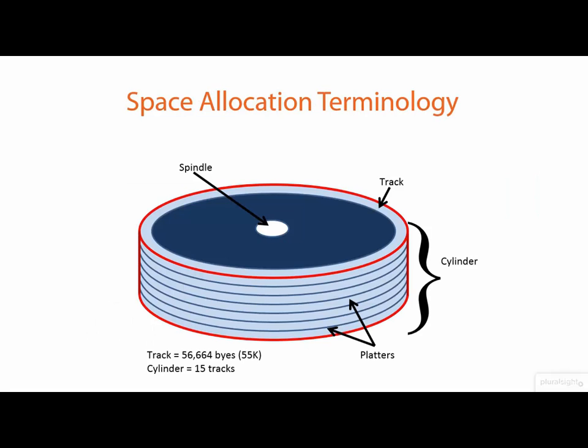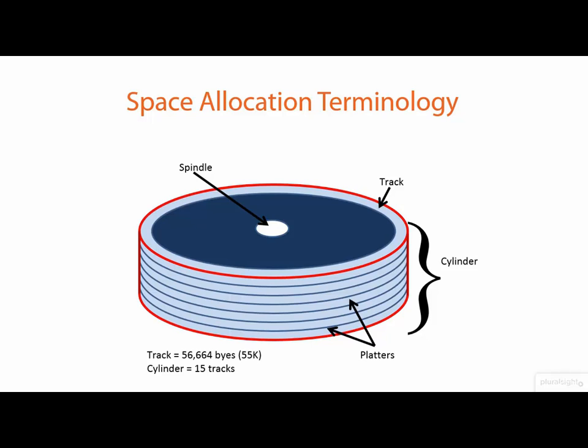So again, from a space allocation perspective, just as a reminder, a track represents the amount of data that we have in one rotation of a disk surface. A cylinder represents all of the tracks that are directly above and below each other. In the case of the 3390 device, we are looking at 15 tracks being equal to one cylinder's worth of space. Each track having about 55K worth of data available to it.